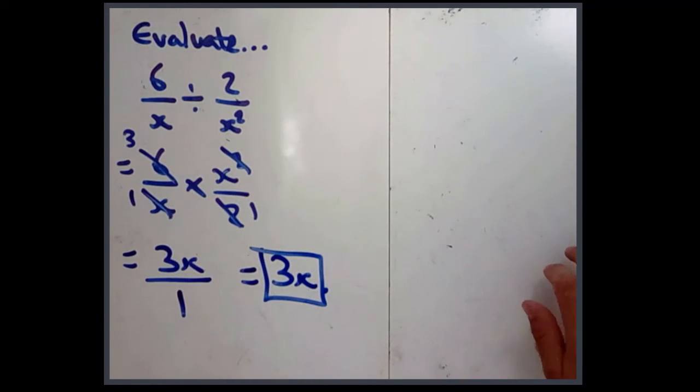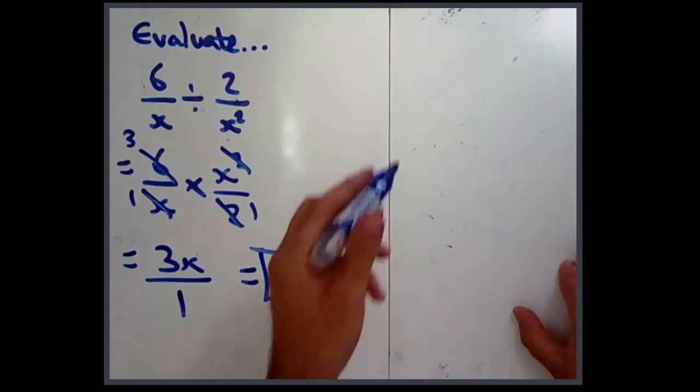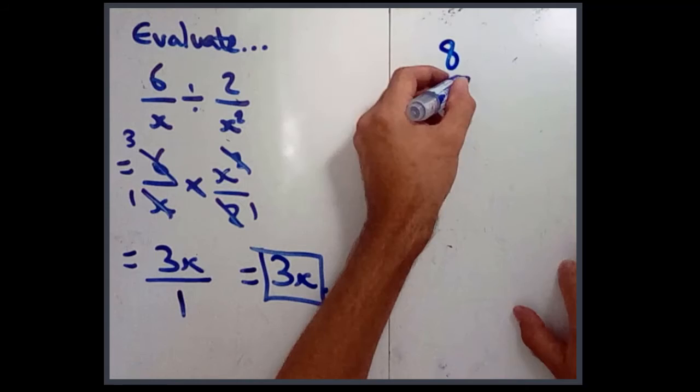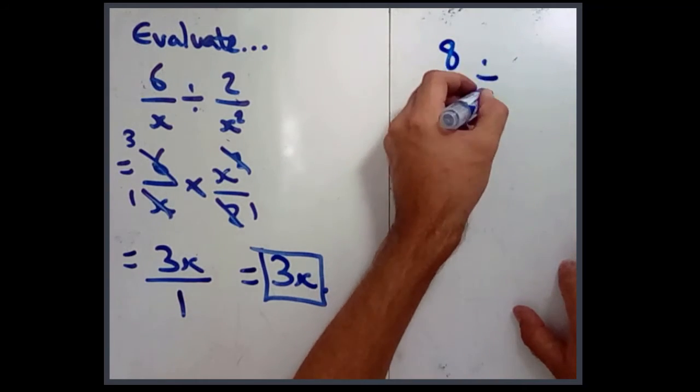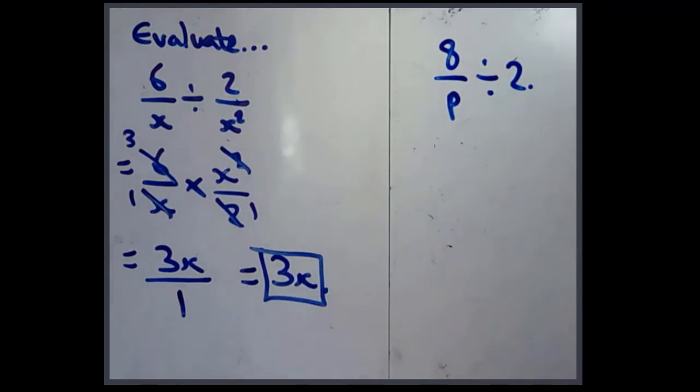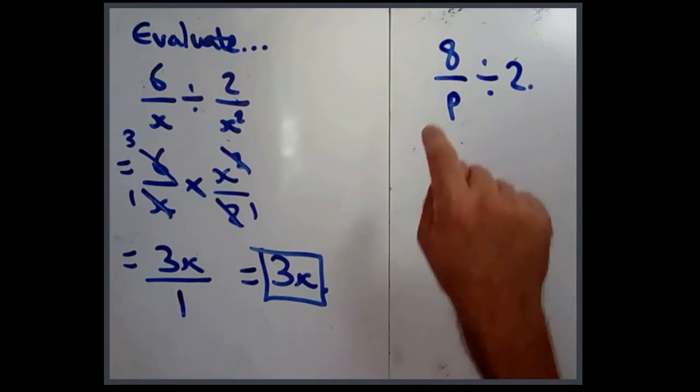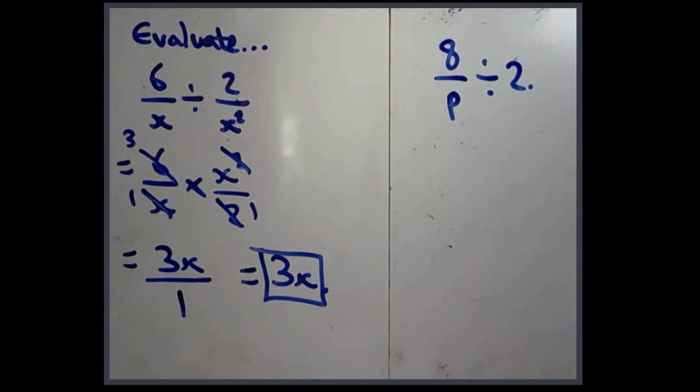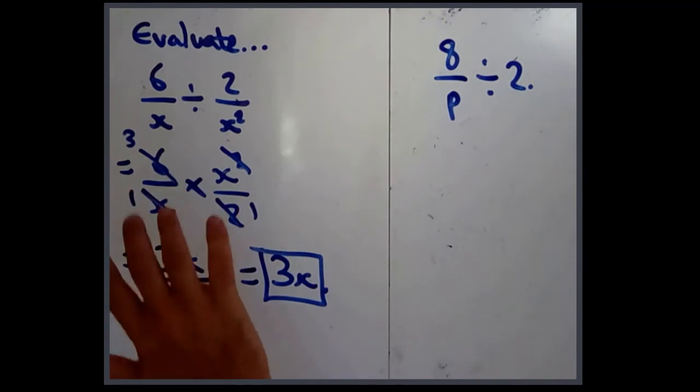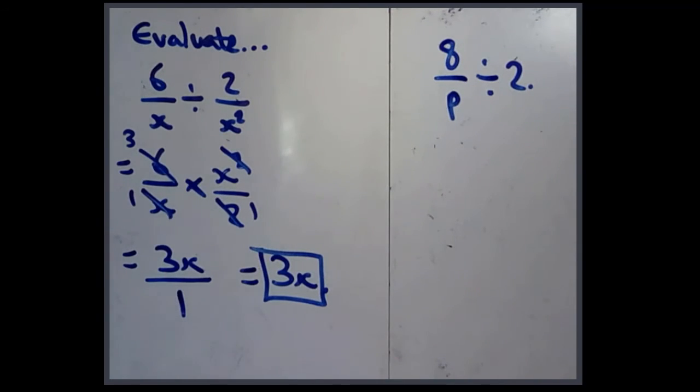Okay, a second one, 8 over p divided by 2. Now, this is not necessarily the only way to do this. If I was looking at this, I would just say, well, it's 8 over 2p. I would just put the 2 straight in that denominator, and then I would look at the 8 and the 2, see what I can do with those. But I will teach it in the same manner as we've been doing. I think if you learn the formal method, you'll see the shortcuts anyway, so I don't think it'll really matter.